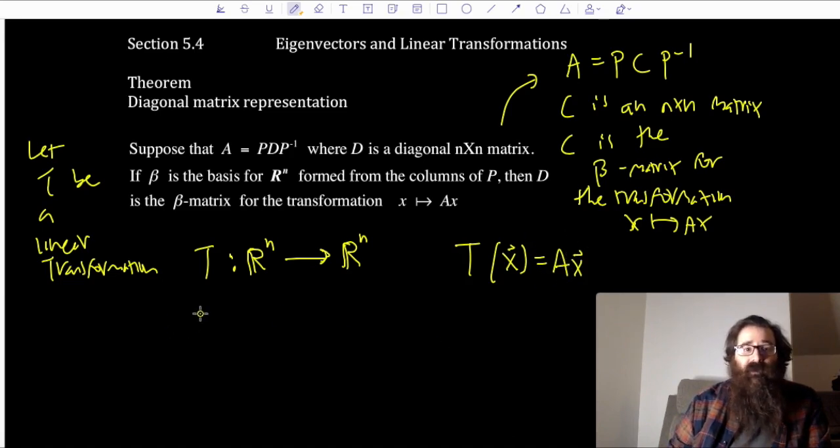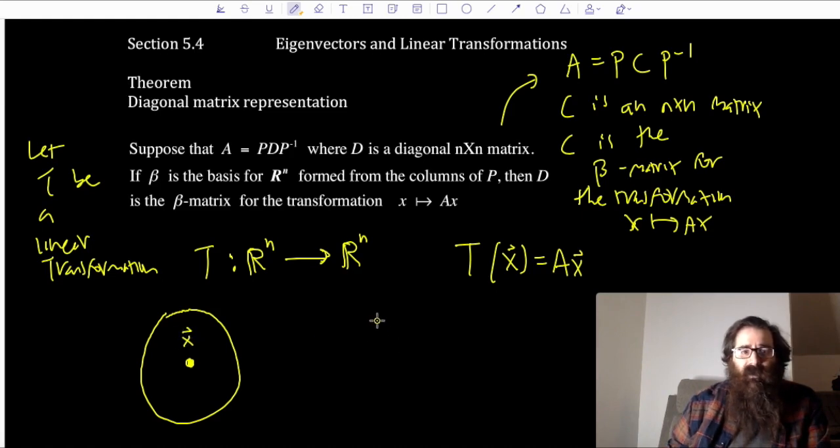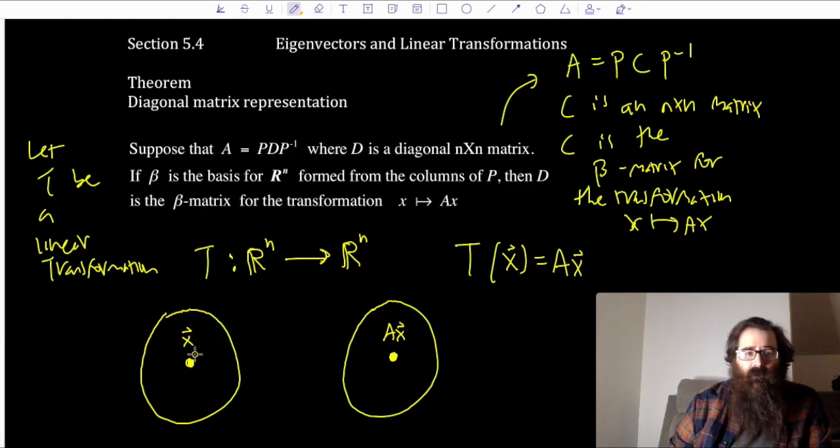And what's nice about this is we can visualize a bit of what's happening. So let's say I have some set, and then I have some vector in that set in vector space Rn. Let me call that vector x. And then I can map this to some output vector in vector space Rn. We'll call this A times x. And we can map this with transformation T. So if I take input vector x and map it to this output vector A times x, I can do that with transformation T.